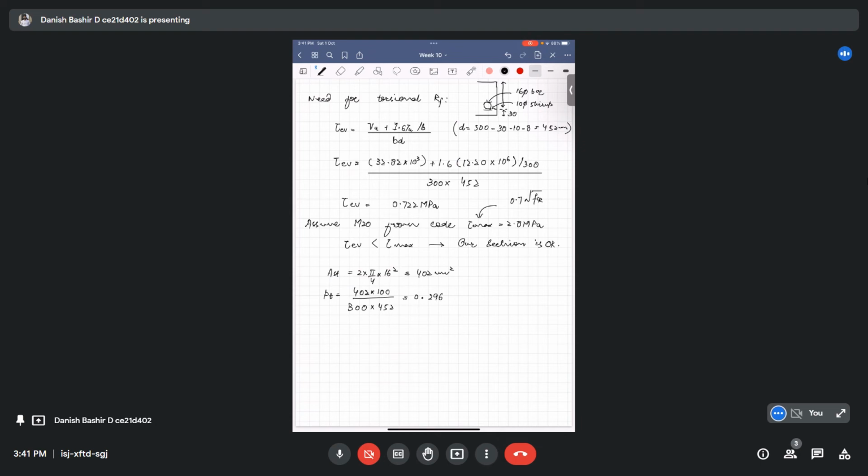For M20 concrete and the corresponding pt as 0.296, you will look at the chart given in IS 456 and from that you will get the shear strength of concrete tau C as 0.386 megapascal. Okay, I have shown you this in the earlier lectures.